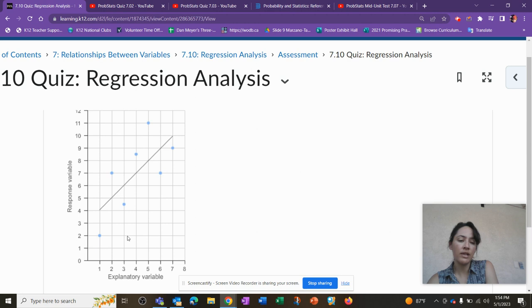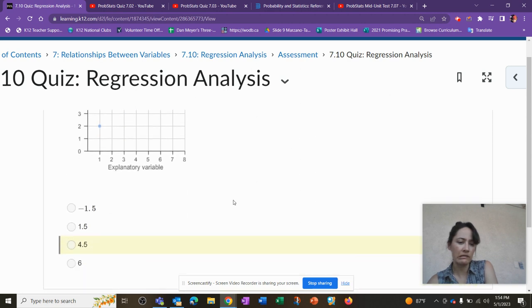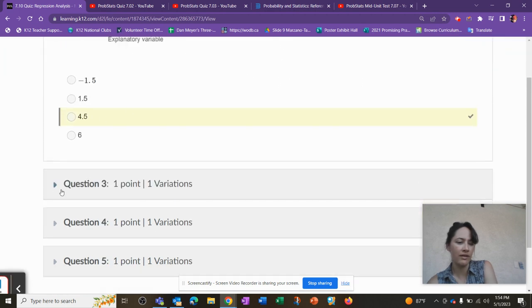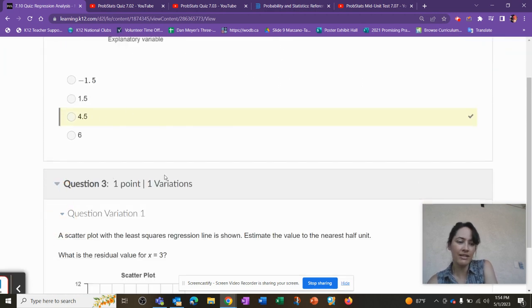Here's x equals 3. Well, the predicted would be 6, but the observed value looks like 4.5. Do you see that between 4 and 5? All right, we'll just keep going. This is what they want us to talk about. Let's talk about it. Scatter plot with the least squares regression line is shown. Estimate the value to the nearest half unit.